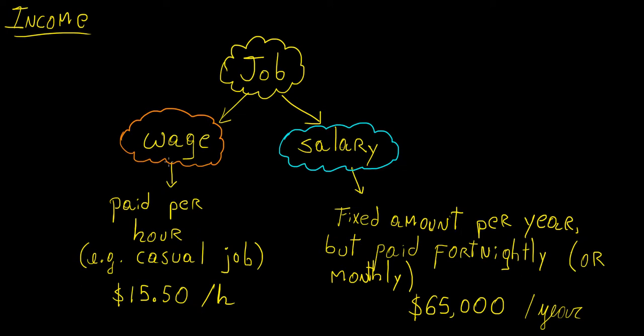So you have the wage, which is what we normally refer to when you have a casual job, for example, you're only working a certain number of hours per week and it is usually less than 20. A wage is usually expressed as an amount that is paid per hour. So that amount does not vary very much. An example of a wage would be something like $15.50 per hour.